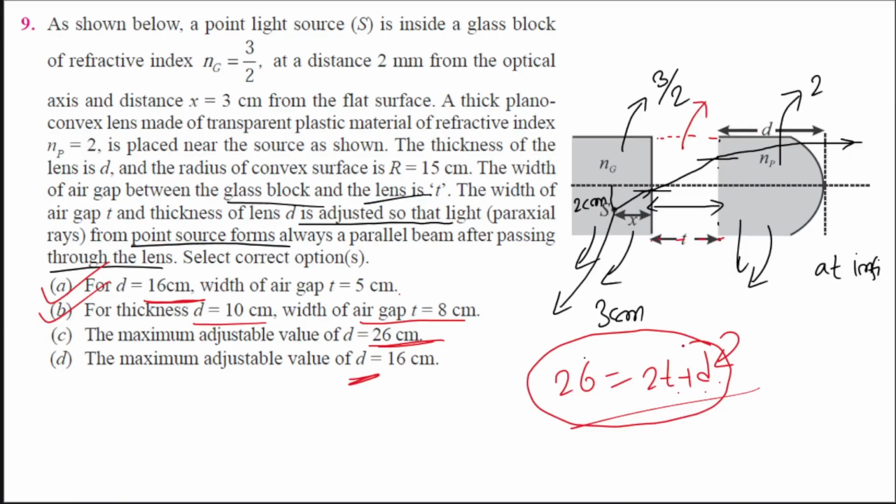Similarly, the question says we can adjust t and d. We are getting 26 is equal to 2t plus d, because that will make sure that the light coming out of the curved surface is finally parallel to the optical axis.